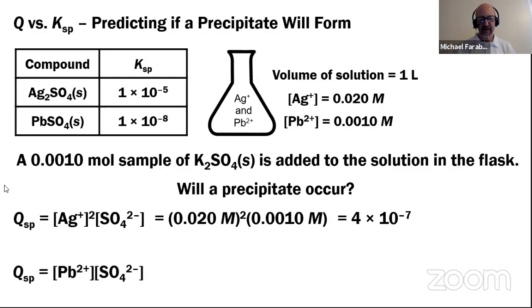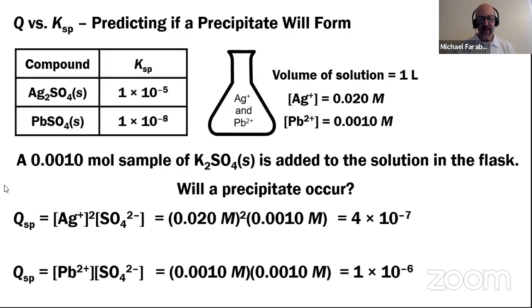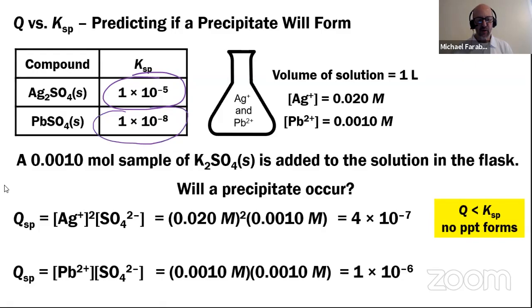Let's do the same for the lead. They gave us a concentration of lead, which is 0.001, and that's also, coincidentally, the amount of sulfate that we have per liter. All right, let's compare it to our Ksp. Well, for the silver sulfate, 4 times 10 to the negative 7 is less than the Ksp, so no precipitate forms. And for the other one, the 1 times 10 to the negative 6 is greater than the Ksp. So a precipitate of lead sulfate would form, but a precipitate of silver sulfate would not form.